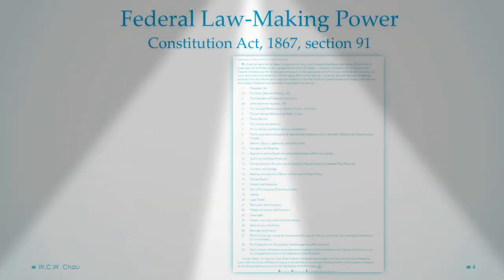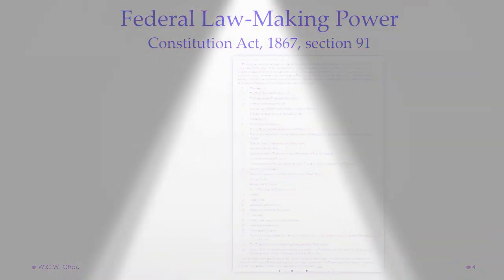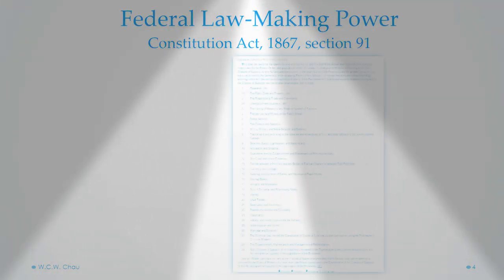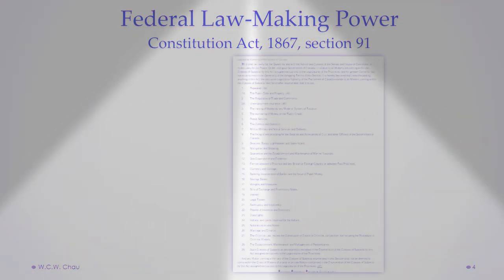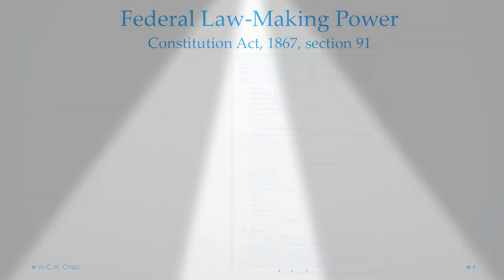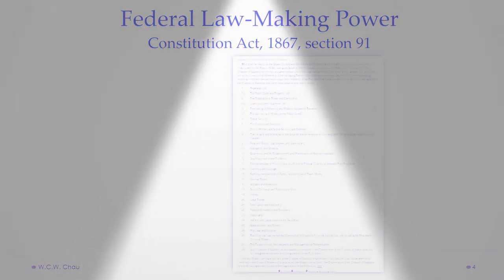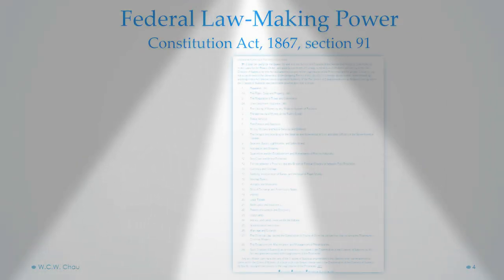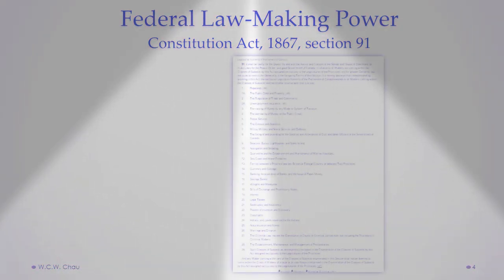In a federal system of government like we have in Canada, we need rules which assign lawmaking powers to each level of government, the federal and the provincial levels. We find these rules in the Constitution Act 1867 in sections 91, 92, and 93. So let's look first at section 91, which assigns lawmaking power to the federal parliament.